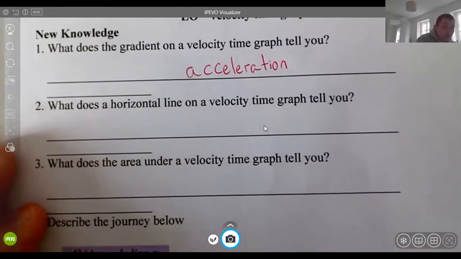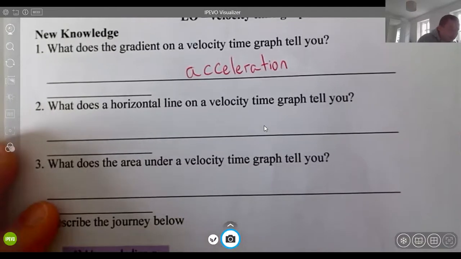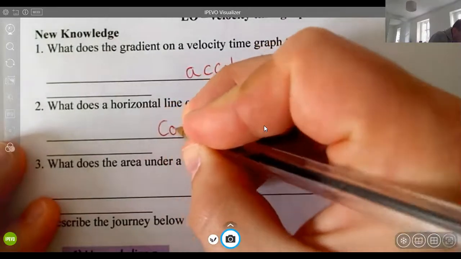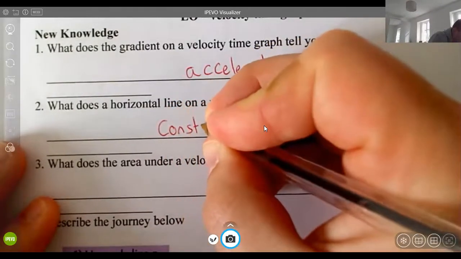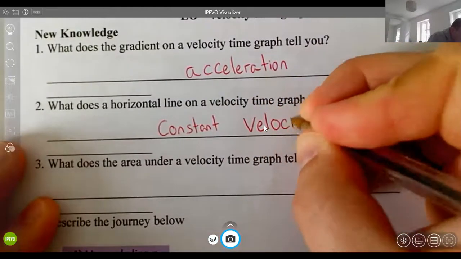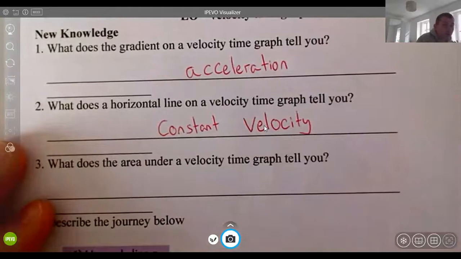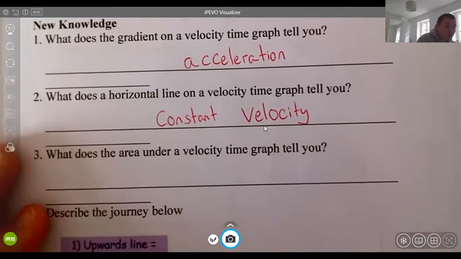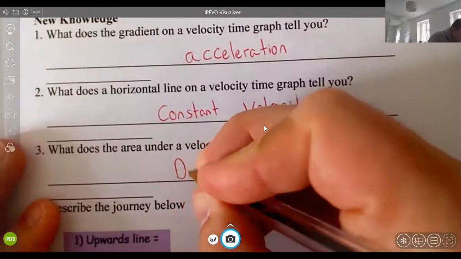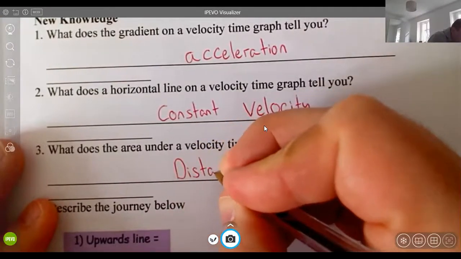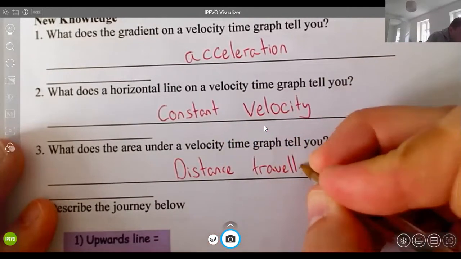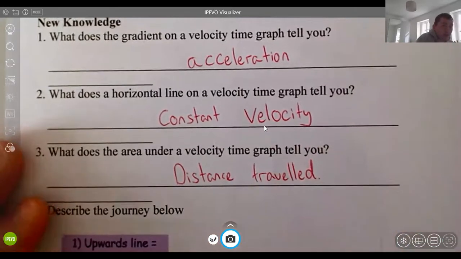Number 2, a horizontal line. This tells us when something is traveling at a constant velocity. Okay, so if something is traveling at a constant velocity, it will have a horizontal line on a velocity time graph. The area on a velocity time graph tells us the distance traveled. So we can do a little bit of maths here and actually find out distance traveled from a velocity time graph. So those are the 3 key pieces of knowledge there.